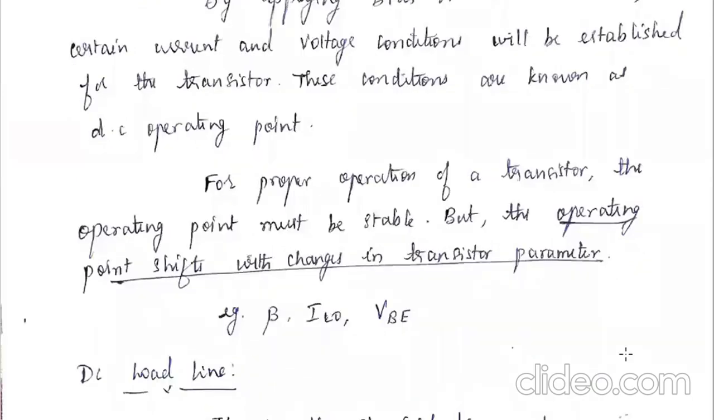Now let us see which transistor parameters cause the operating point to be unstable. The first transistor parameter is beta, which is the current amplification factor of a common emitter circuit. ICO is the reverse saturation current, and VBE is the base emitter voltage. So a change in any one of these transistor parameters will cause a change in the operating point of a transistor.